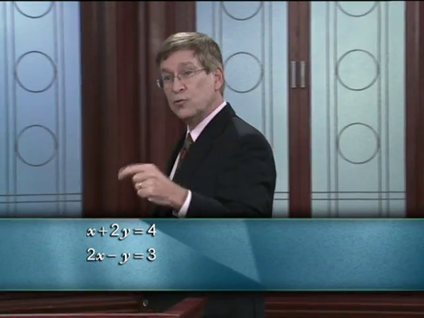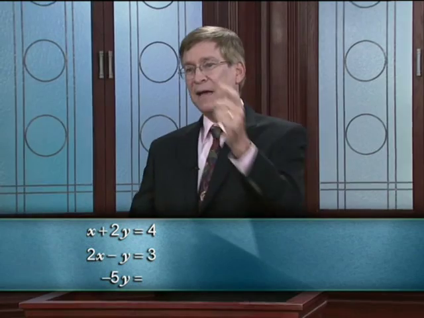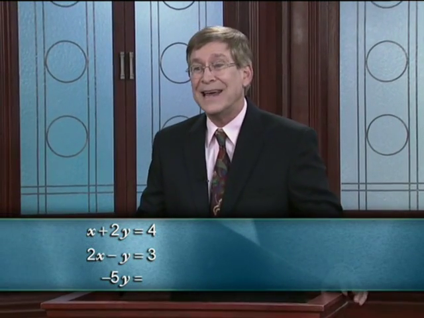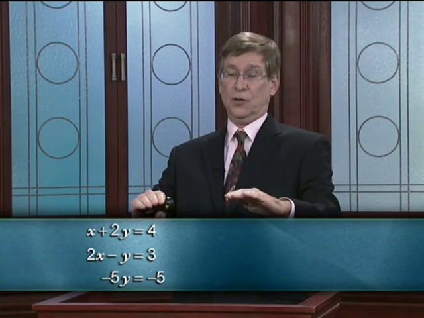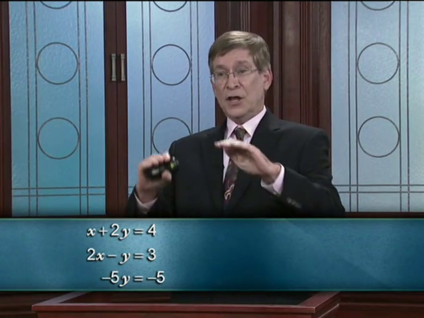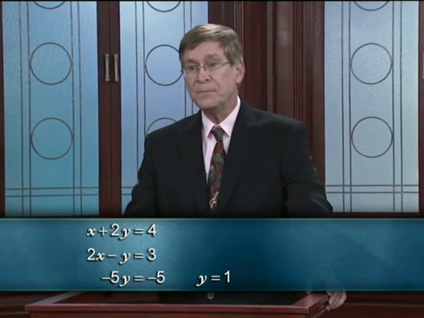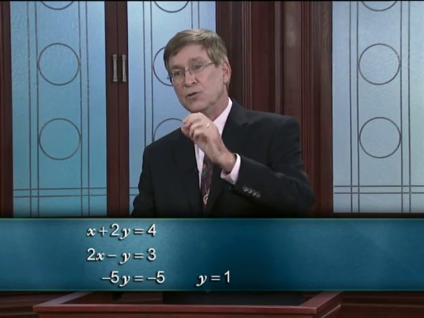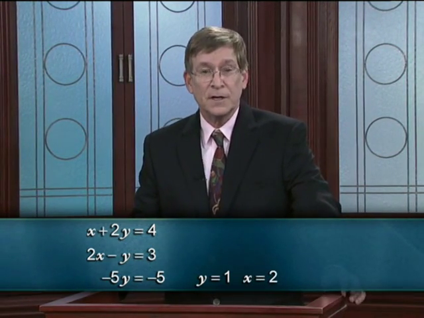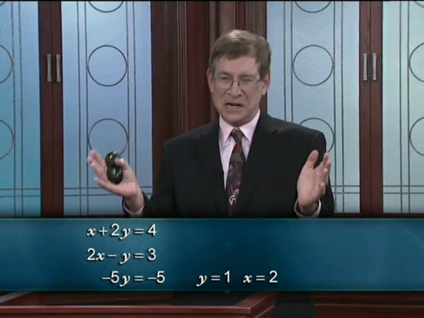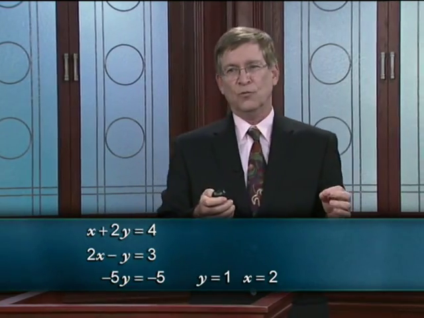Minus 2 times 2y is minus 4y, minus y is minus 5y, and minus 2 times 4 is minus 8 plus 3 is minus 5. So I have a new second equation, and now I can divide by minus 5 and get y equals 1. And knowing what y is, you can plug that into either equation, and you'll discover that x is 2. So the solution to this system is pretty nice. There's one solution, x equals 2, y equals 1.